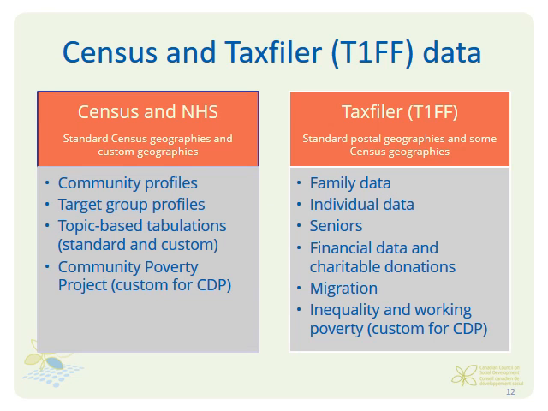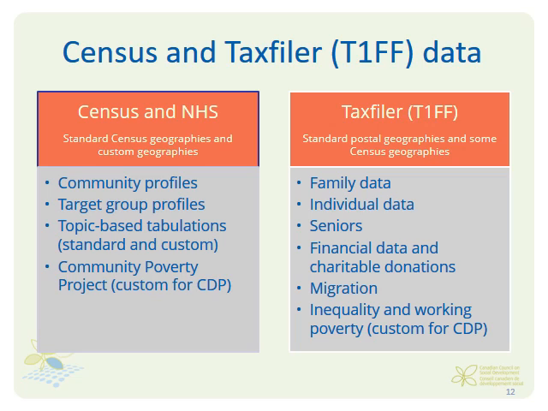From the Census and National Household Survey, we order both the standard tables and custom geographies for community profiles, which are essentially a summary of all the questions posed by the census, target group profiles, profiles for specific demographic groups such as recent immigrants or seniors, topic-based tabulations, and custom tables for the Community Poverty Project.